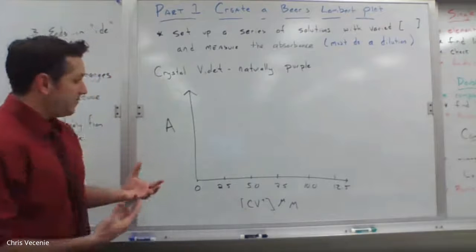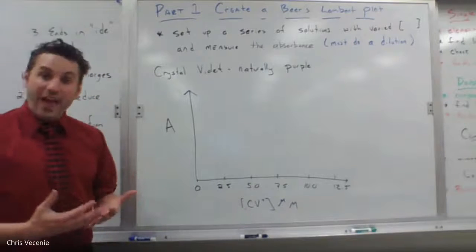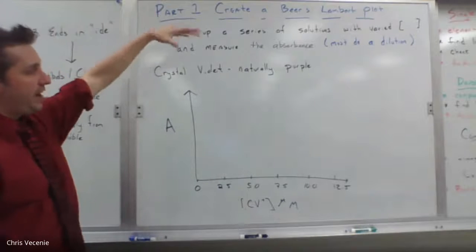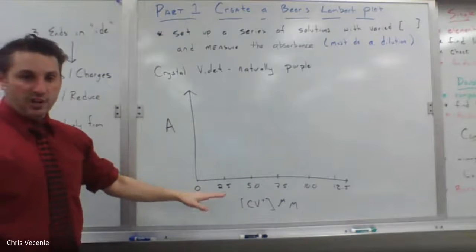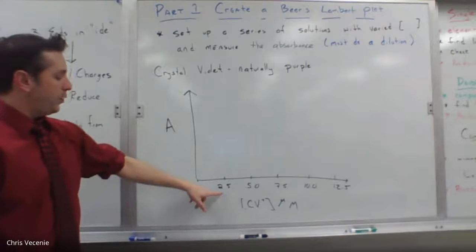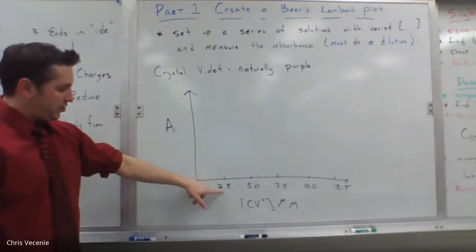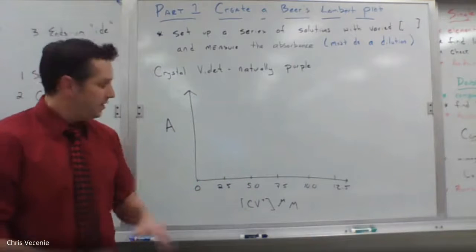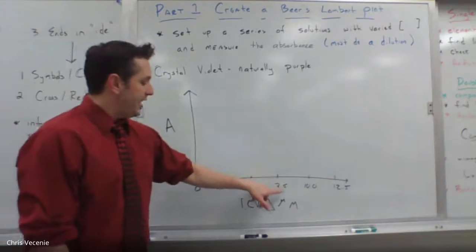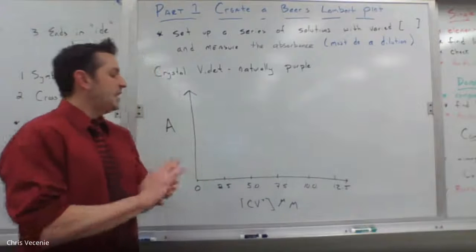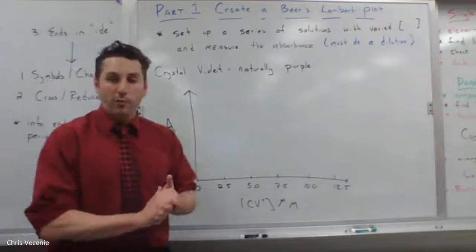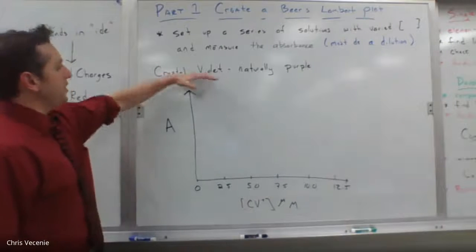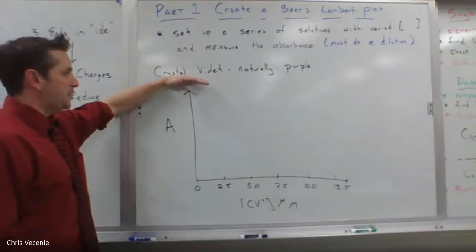Right, so the first part of this experiment is we have to create that Beer-Lambert plot. We'll set up a series of solutions with varied molarities. Those molarities are listed here on the bottom of the graph. We're going to create crystal violet concentrations of 2.5 micromolar, which is times 10 to the negative 6th, 5.0 times 10 to the negative 6th, 7.5 times 10 to the negative 6th, 10.0 times 10 to the negative 6th, and 12.5 times 10 to the negative 6th.